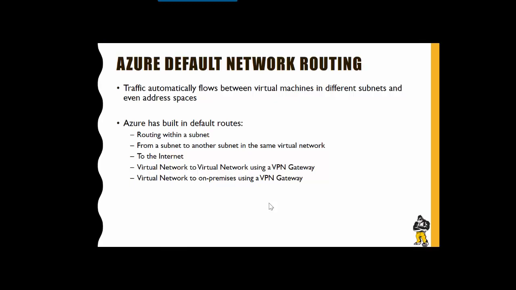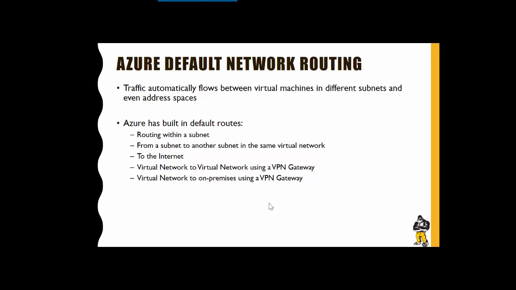Which brings me to another interesting enterprise-oriented feature called networking user-defined routing. So what default routing means in Azure is that traffic automatically flows between virtual machines in different subnets and within address spaces, where Azure has a couple of default routes available. The first one is routing within a subnet, which means that all machines in the same subnet can actually communicate with each other. This is typical subnetting behavior.